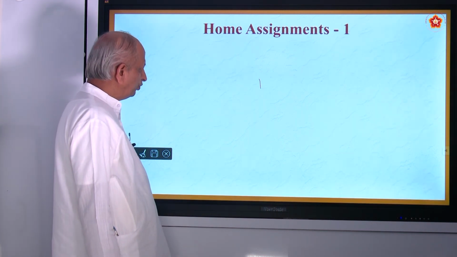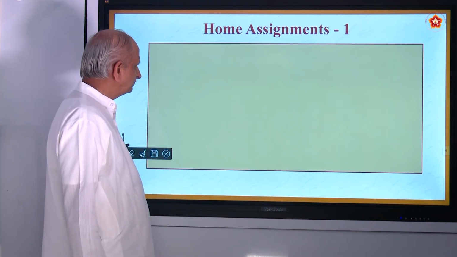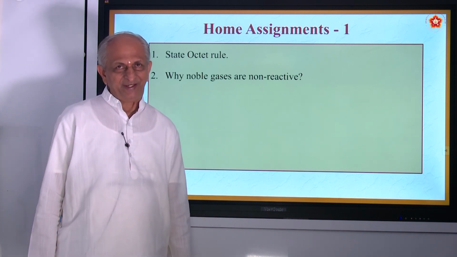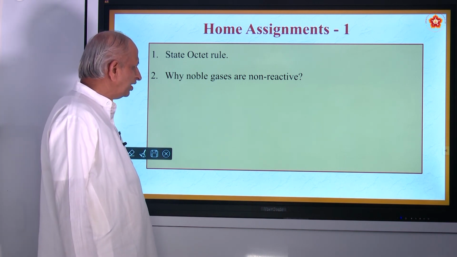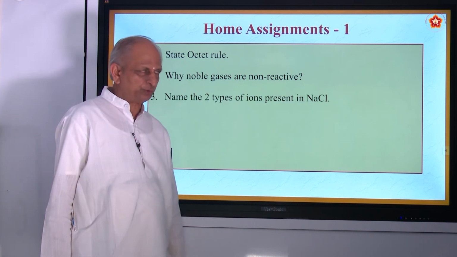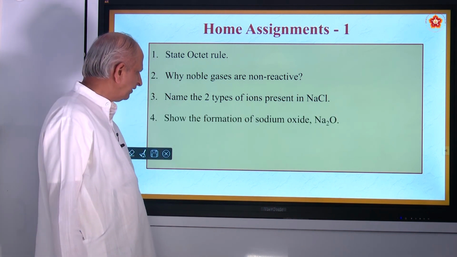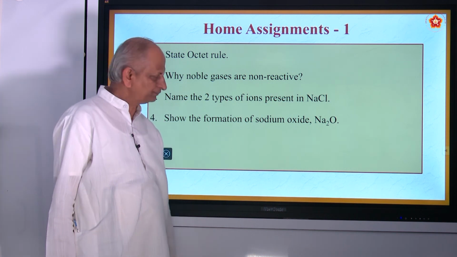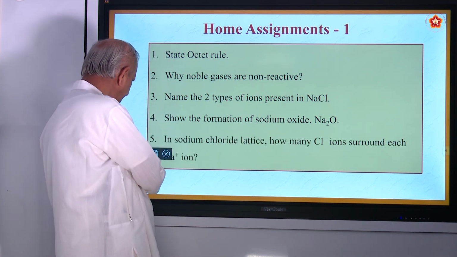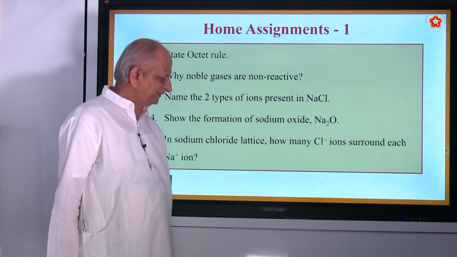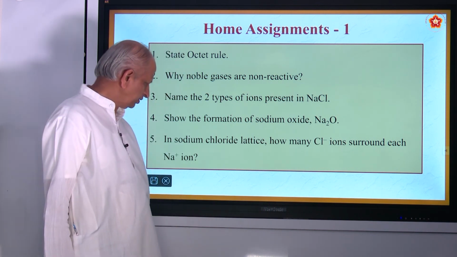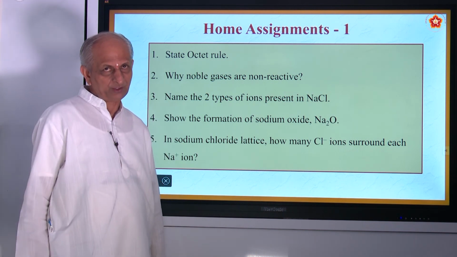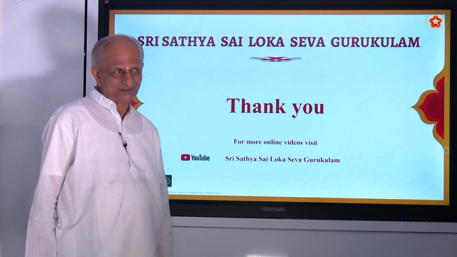Okay. Now coming to home assignments. First question: state the octet rule. Second, why are noble gases non-reactive? Third, name the two types of ions present in sodium chloride. Fourth, show the formation of sodium oxide, Na2O. Fifth, in the sodium chloride lattice, how many chloride ions surround each sodium ion? Lattice means the structure of the sodium chloride. You will come prepared. Okay. Thank you.